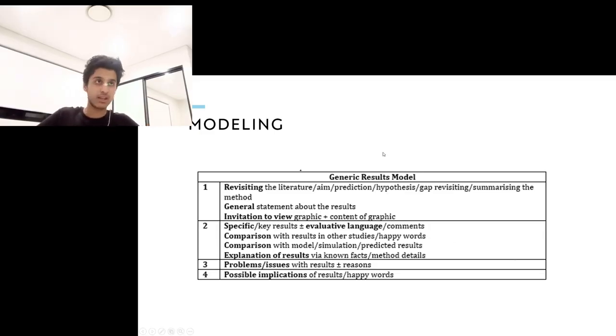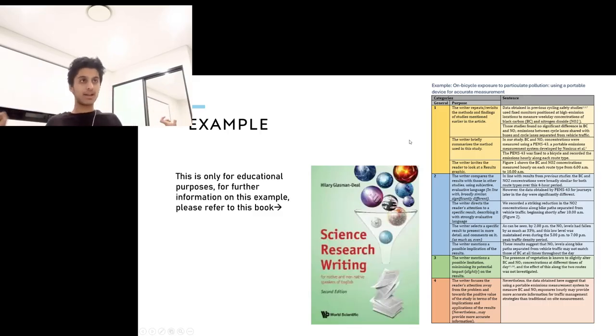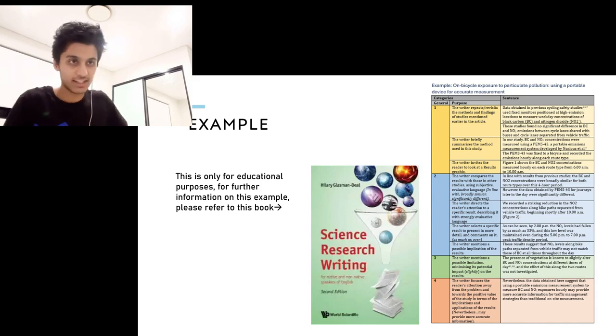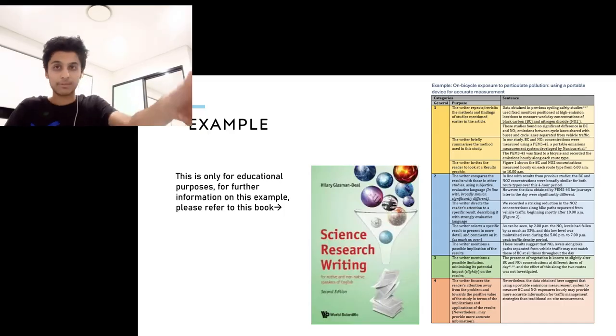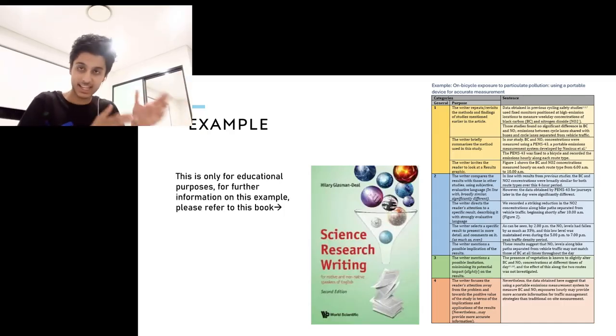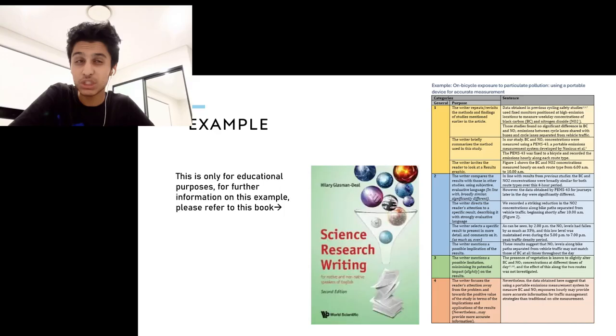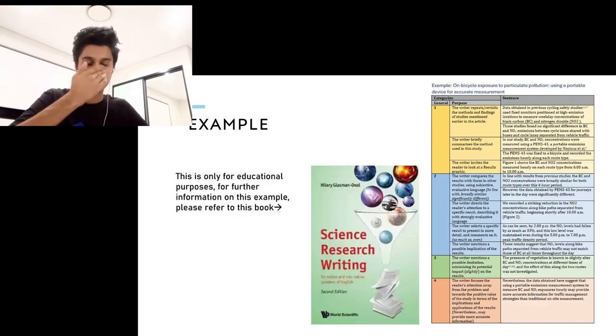Let's look at an example. Alright, this example is on bicycle exposure to particulate pollution using a portable device for accurate measurement. This I got from Science Research Writing, 2nd edition. Go check that book out. It's really good. And what I've done is that I've tabulated it, and so I've contextualized it so now you can understand it even better. So at first the writer repeats or revisits the method, then they briefly summarize the method used in the study. You don't want to spend too much time on that. Look at other papers and how they do it in your field, and if they don't do it, don't waste your time. Okay, now you want to invite them to read the graphic.